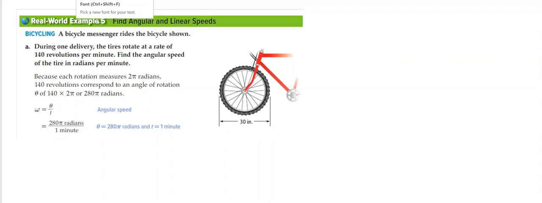Okay, so real world example, find the angular and linear speeds. A bicycle messenger rides the bicycle, shown. The diameter of the wheel is 30 inches. During one delivery, the tyre rotates at a rate of 140 revolutions per minute. So this means this wheel just turns 140 times every minute.